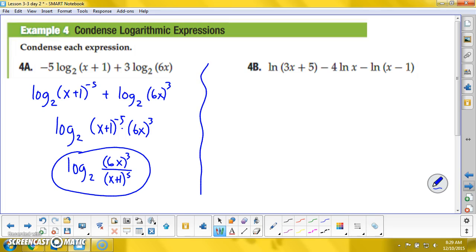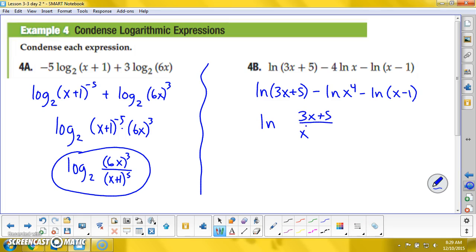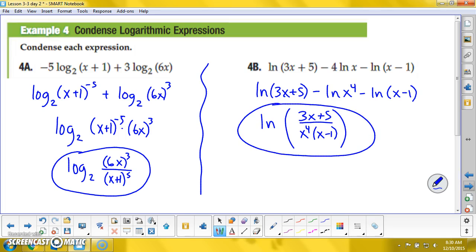And so then we have another one with natural logs. So now this time, let's take those coefficients and make them exponents. First term stays unchanged. The next term becomes the natural log of x to the fourth. And then last term stays the same, x minus 1. Well, this is similar to two problems earlier that I just did. We've got two logs being subtracted, so both of those are going to end up going on the bottom of a fraction. We got 3x plus 5 for our numerator. We're going to have x to the fourth and x minus 1 in my denominator, and this is a natural log. So I'm going to put parentheses around that. That would be the condensed form of that expression.